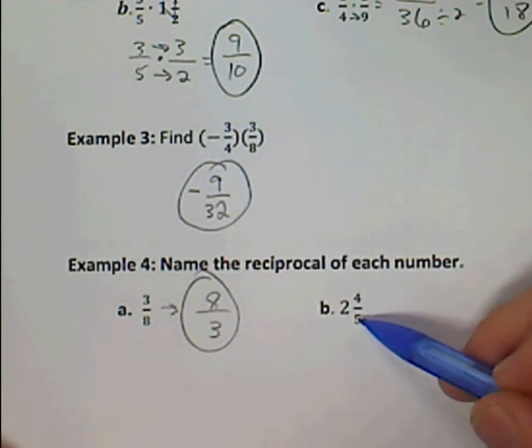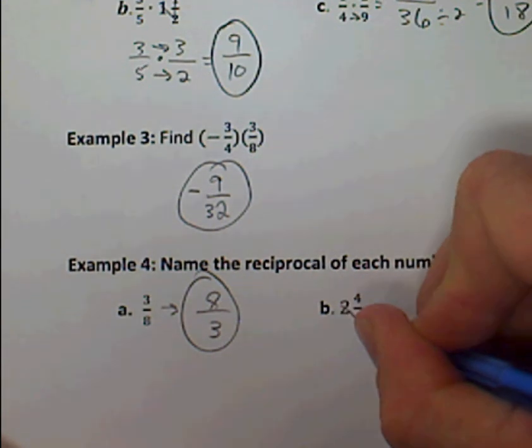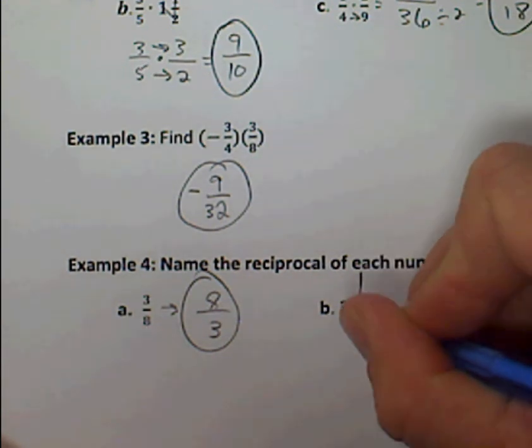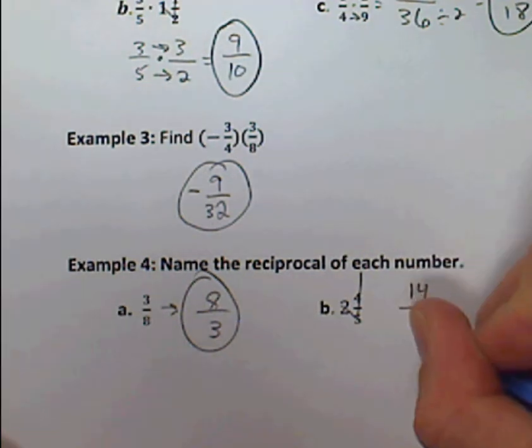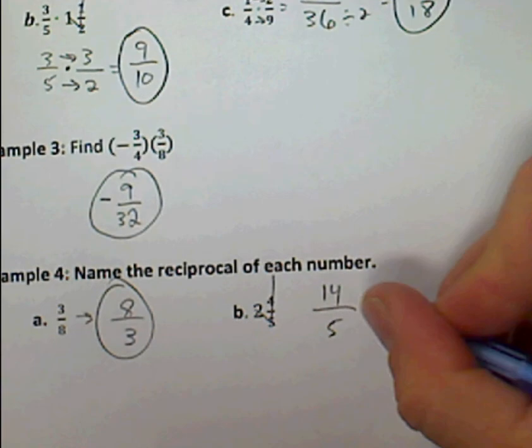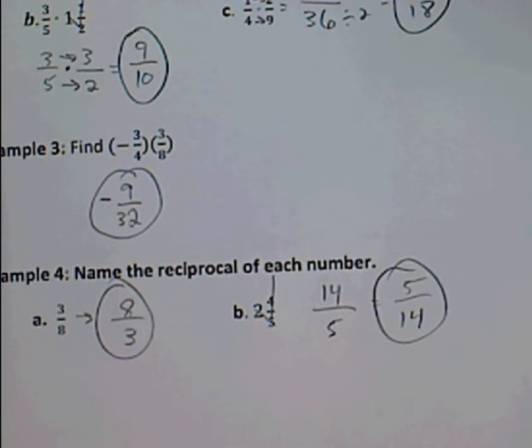Every time I have a mixed number, I need to change that to an improper. So I would take 2 times 5 plus 4. 2 times 5 is 10, plus 4 is 14. Keep the denominator the same. Now I can flip this and it becomes 5 over 14, and that would be my reciprocal.